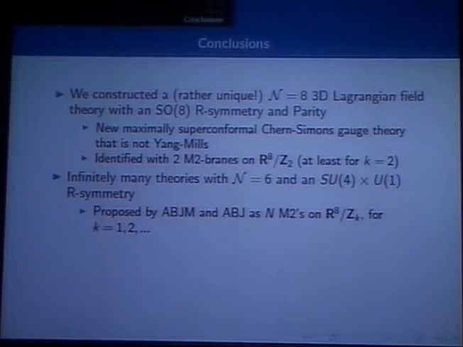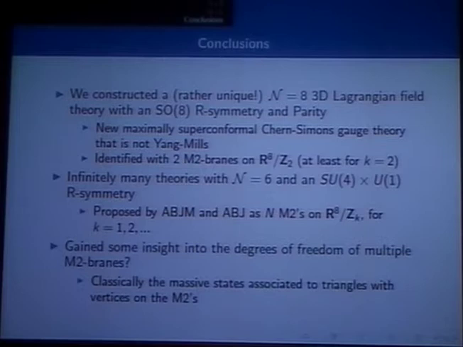On the other hand, if you just go down to N=6, then there are infinitely many examples. These are the ABJM and the ABJ models, as well as a few other types. And here one has a complete wish list, if you like, for effective actions for M2s on these backgrounds. In particular, for k equals 1 and k equals 2, the drawback is, as mentioned, that you don't see the N=8 supersymmetry manifestly. Well, what I'd like to think that we've done to some extent is to gain some insight into the degrees of freedom of multiple M2 branes. And this is this classical point about the massive states that are associated to these triangles.